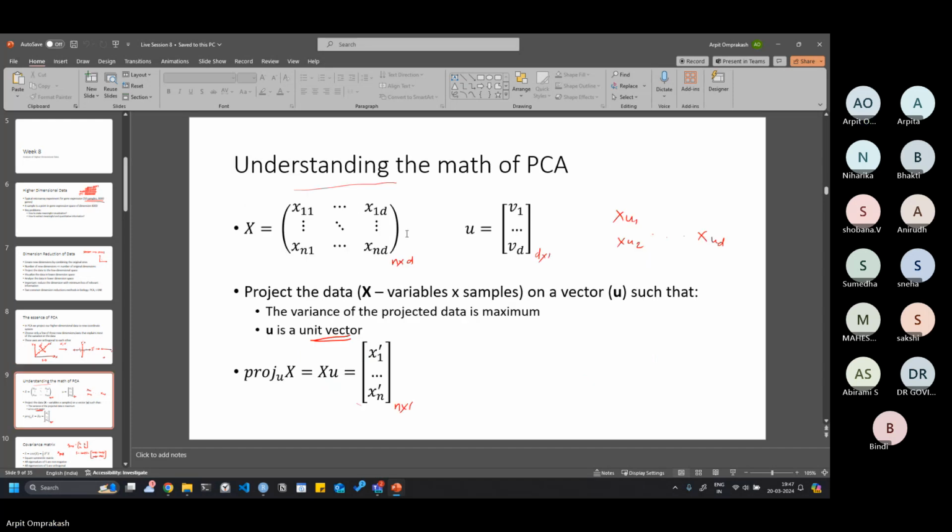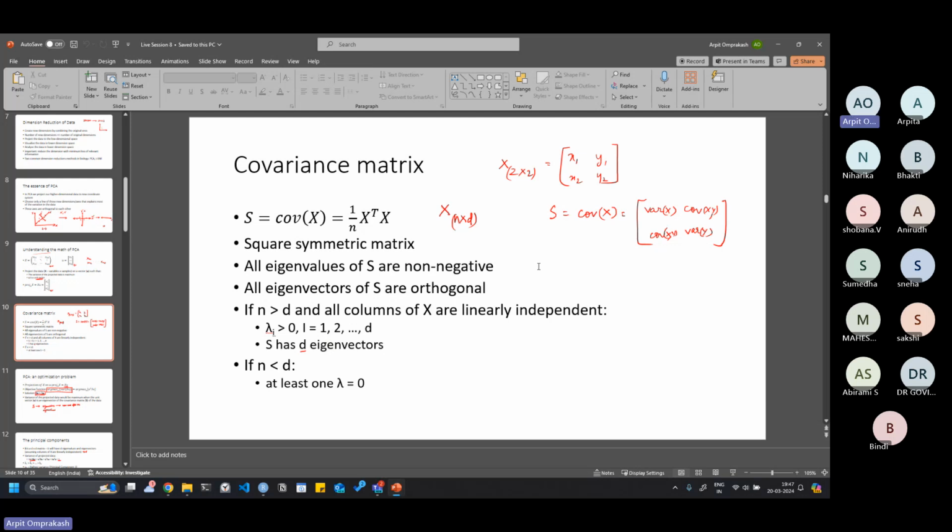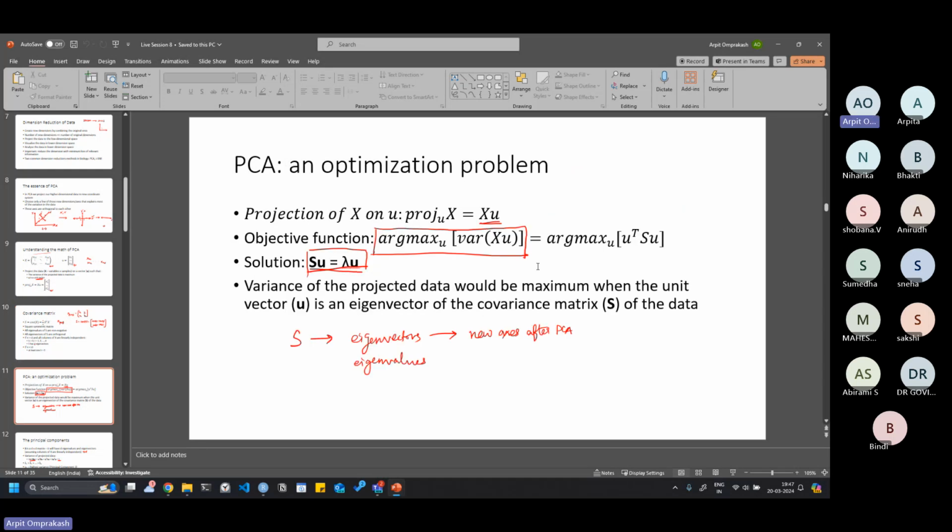Right? So we have some data of this form. We want to project it onto a vector u, where u is a unit vector, such that the variance of the projected data is the maximum. For that, we use the covariance matrix and we find the eigenvalues and eigenvectors of the covariance matrix. And that's how we define PCA.